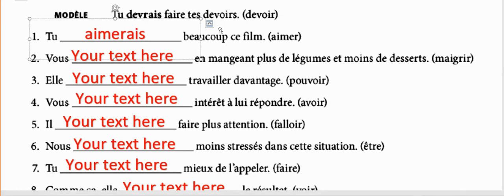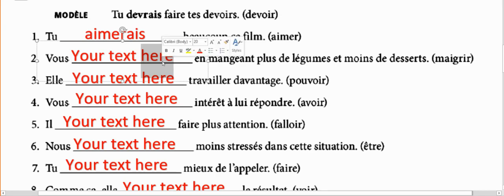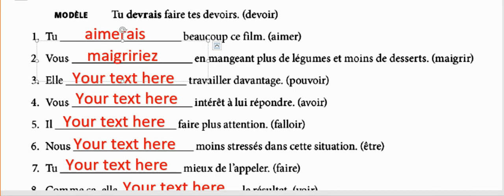Okay, number two, vous maigririez. Yep, vous maigririez. You would lose weight if you eat more vegetables and less desserts. Okay, very good. So this one here, maigrir, is a regular verb. Now, whoa, you guys are getting way ahead now. We're on number three. Remember, I'm copying what you give me in the chat. If you go too fast, I fall behind.